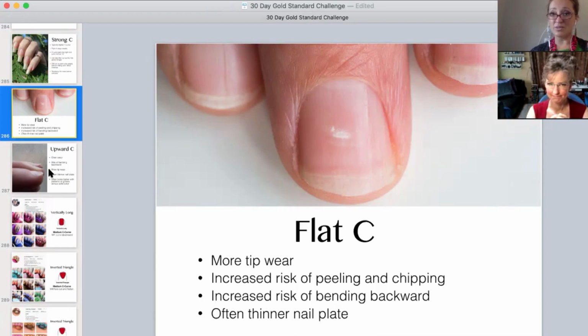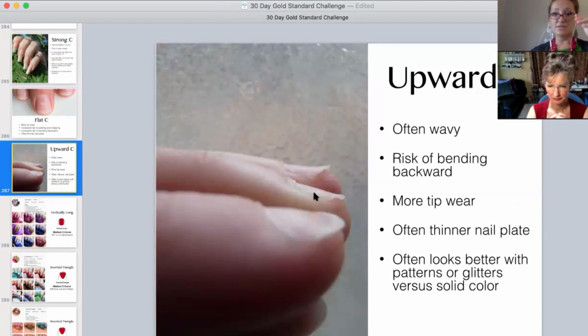Then with the upward C, I get this too on my pointer fingers and middle fingers, it will hook down on one side and then flip up on the other side. They have even more risk of bending backwards because of that little upward lift. They're going to have even more tip wear, because if you think of putting your hands in your pocket and your nail tip is bent up, it's just going to wear more paint off.